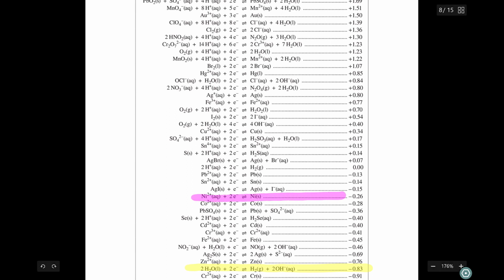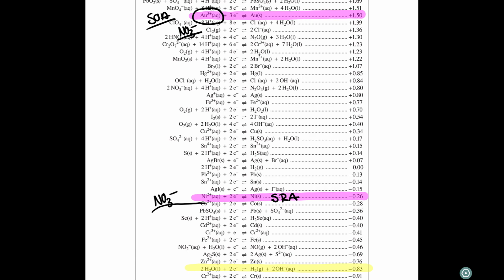a nickel half cell and let's do a gold half cell. Okay, so if I was to do that, the gold would be my strongest oxidizing agent and my nickel would be my strongest reducing agent. And we'll say that both solutions were with nitrate ion. So we'll have a nickel nitrate ion solution and we will have a gold nitrate ion solution. And we'll go construct our cell.